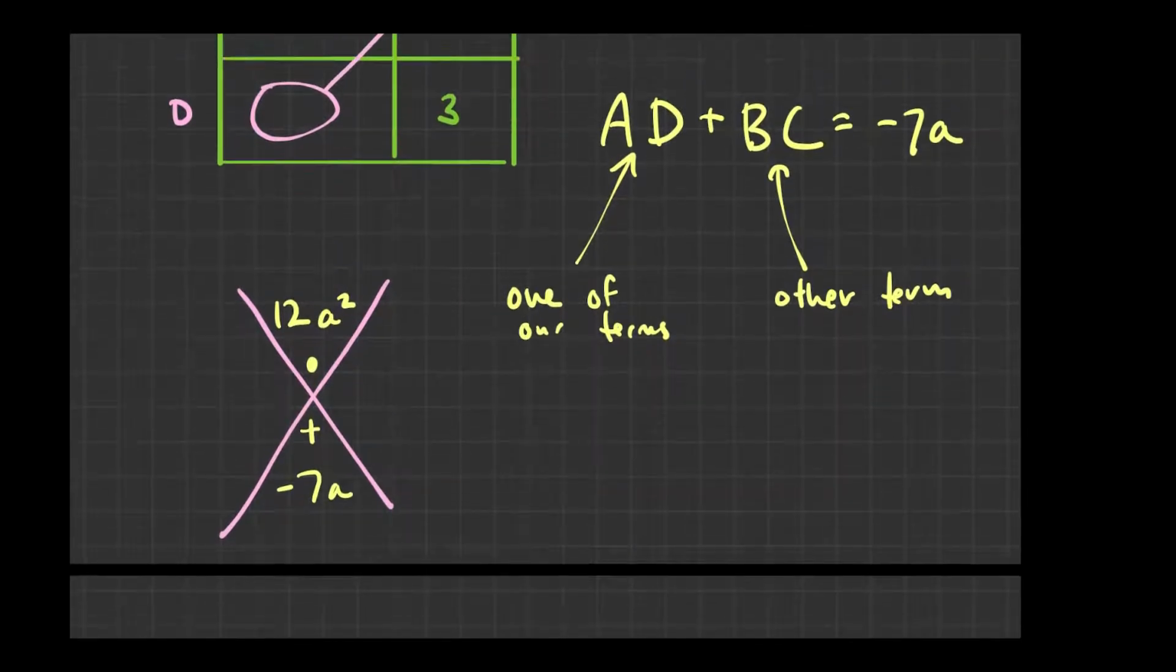So I'm looking for a pair of numbers whose product is 12a squared and whose sum is negative 7a. So all that really remains to be done is to say, okay, well, I'm thinking. Do you have any suggestions, by the way, about what those numbers are?